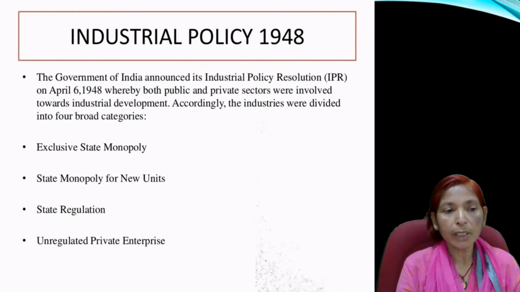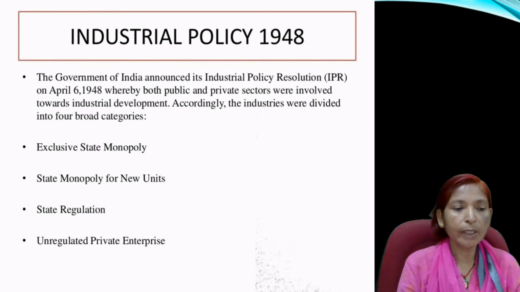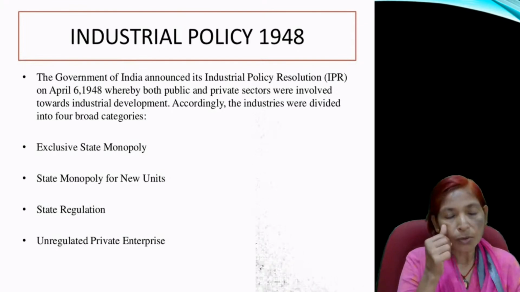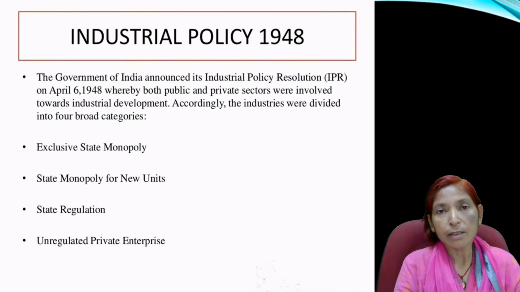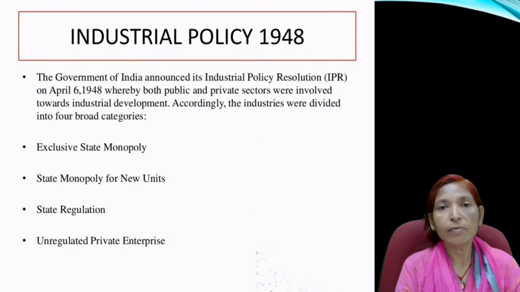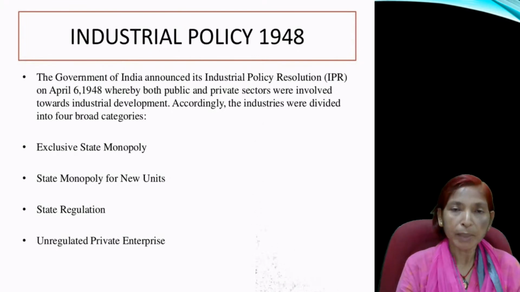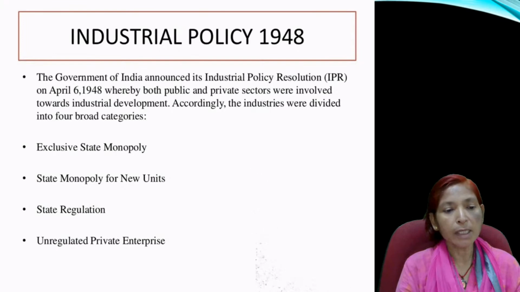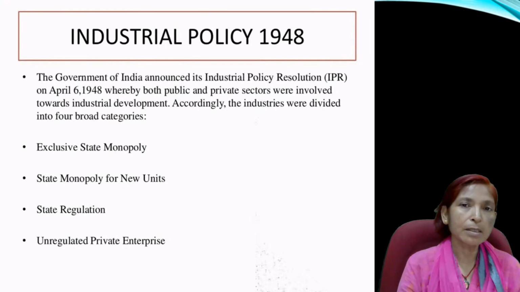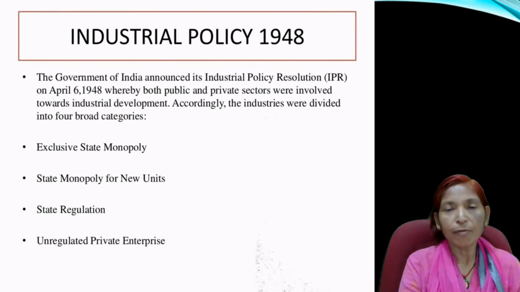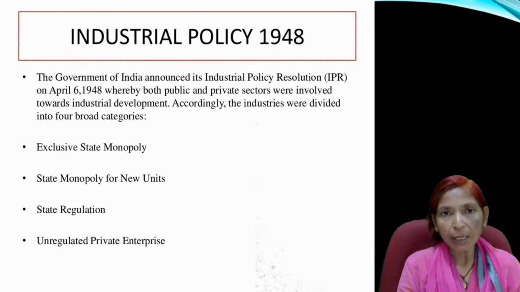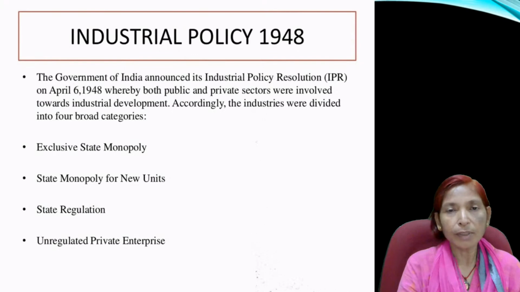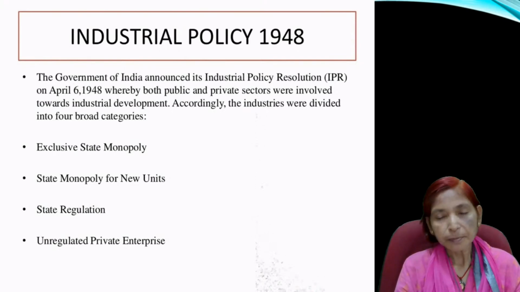Exclusively state monopoly for new units, state regulation. So the industries that lie in these three categories were mainly public sector industries. And the fourth is unregulated private enterprises, which is kept for the private sector. Only one category is left for the private sector. The rest are in the hands of the government or state.